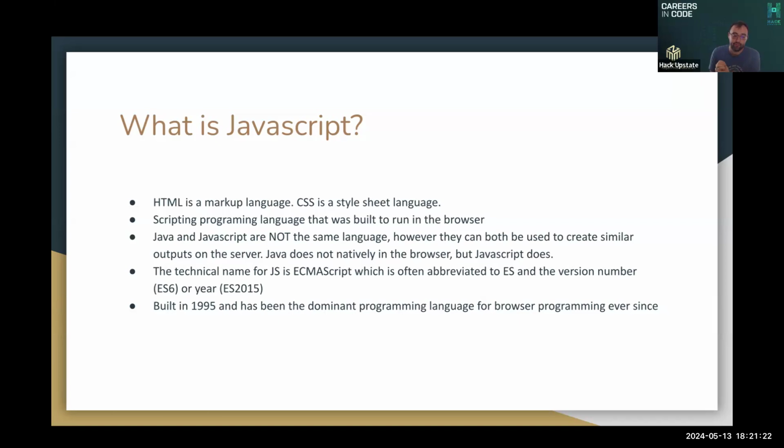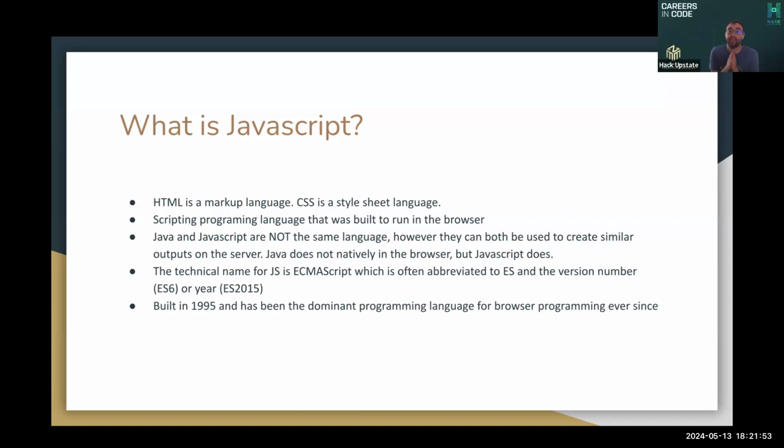The technical name for JavaScript is ECMAScript. It's often abbreviated to ES. And then it's either the year that ES version came out or the version number. So oftentimes you'll see ES6 or ES2015. They mean the same thing. At a certain point, they started transitioning away from one and to the other. I think they're using more of the version number now than the year that it came out.